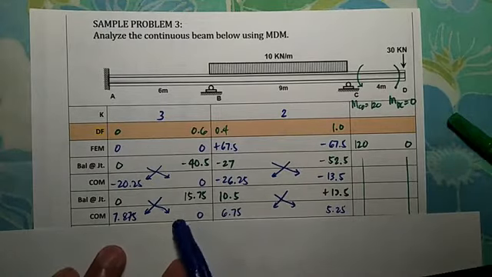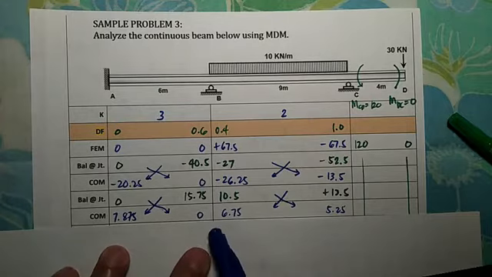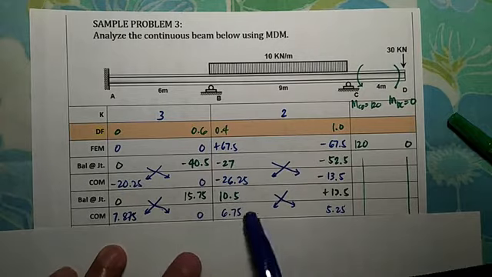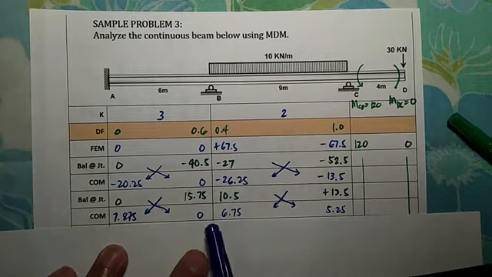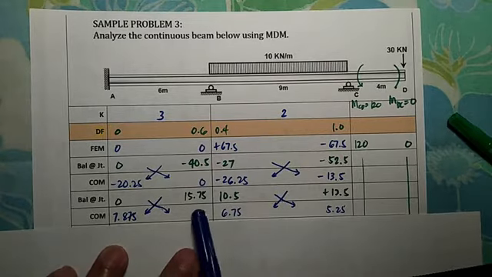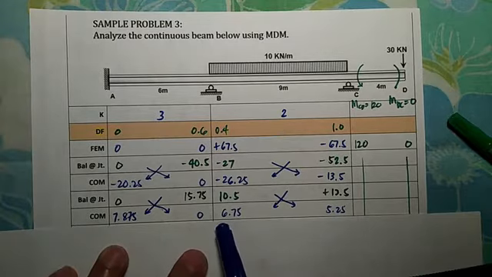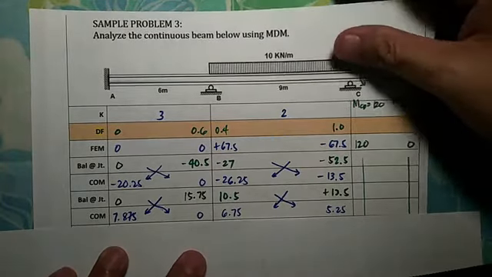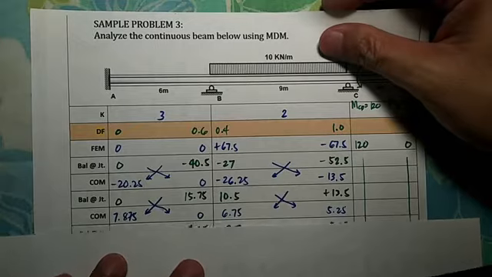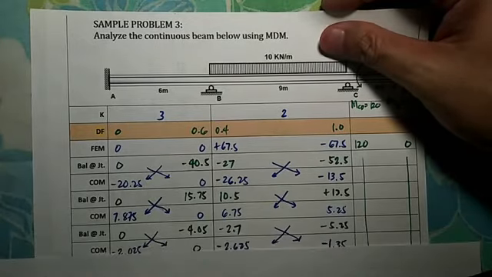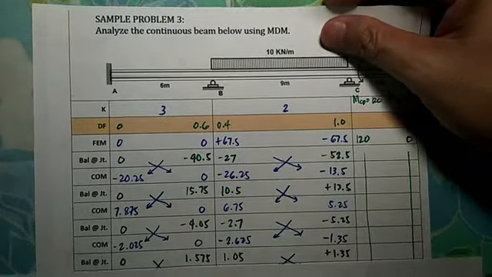So 6.75, medyo malaki pa siya. So we will continue pa rin, no, yung COM natin. So again, kailan tayo mag-stop mag-COM? Kapag yung unbalanced moment na natin dito at a joint would be near 0. Okay? So dito medyo malayo pa, 6.75. So we do it again. So we calculate for the balance at joint again, this one. And this would be the COM, balance at joint, COM.